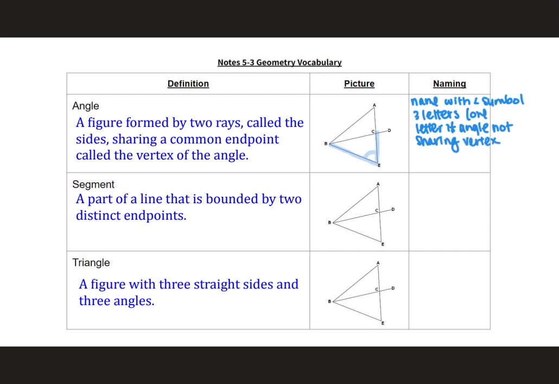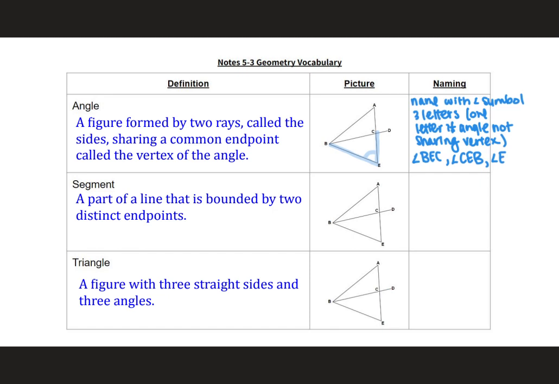So for this particular angle, we can name this angle BEC. You can also go the reverse. You can call this angle CEB. And because this angle is not sharing the vertex, you can also call it angle E.